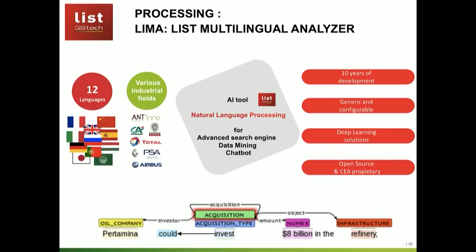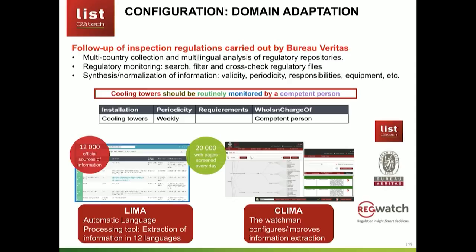And again, here it's based on a quite generic tool that we developed over at least 10 years. It uses deep learning. It's open source for the general engine, it covers 12 languages, and it has been used by several industries, from banking, like CA, to oil companies like Total, to Airbus, and things like that. I will show you a few examples of what this tool can do.